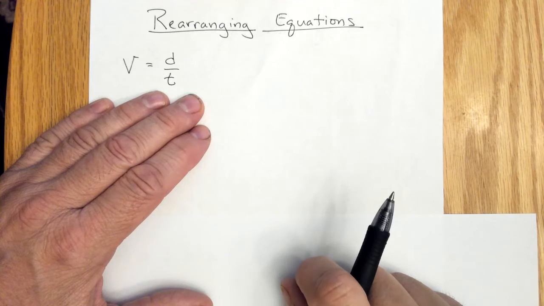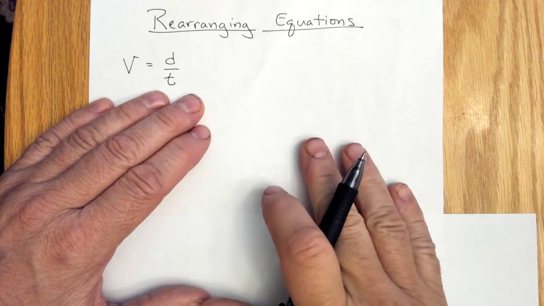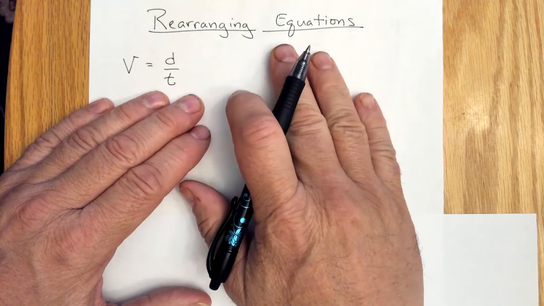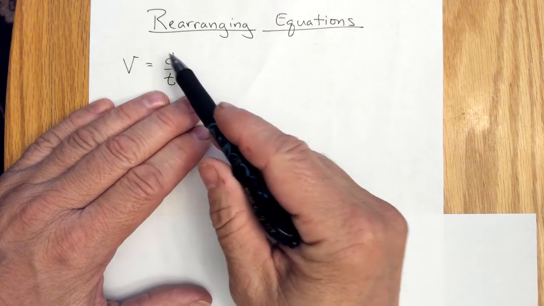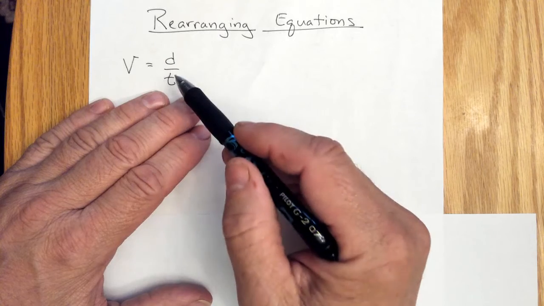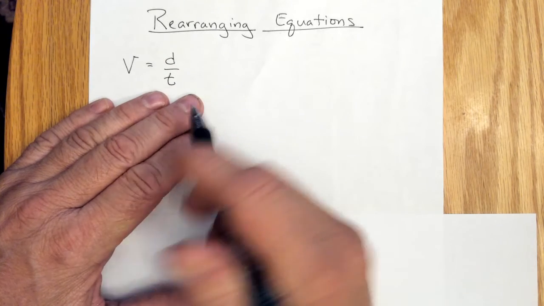We're talking today still about refresher math, and we want to talk today about rearranging equations. We're going to have a lot of equations here in this class, and we're going to end up having these equations in the book, and we may not always need them in the way they've been written.